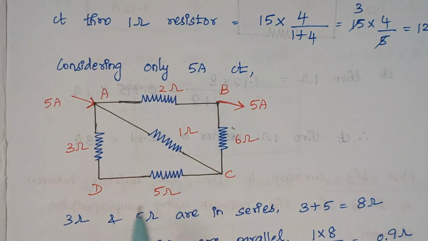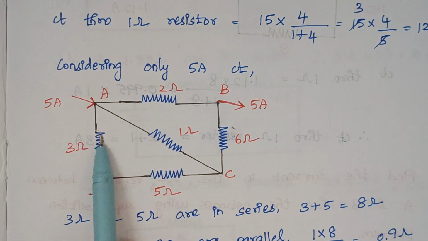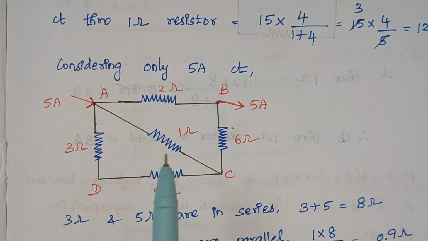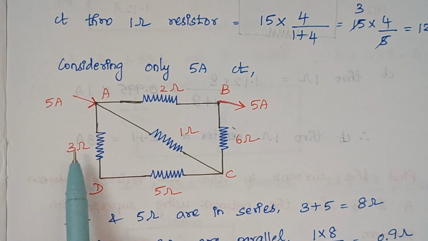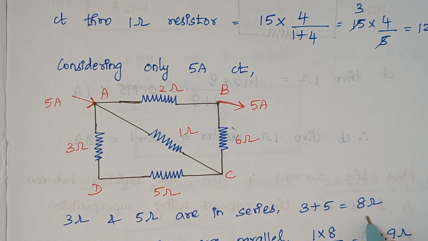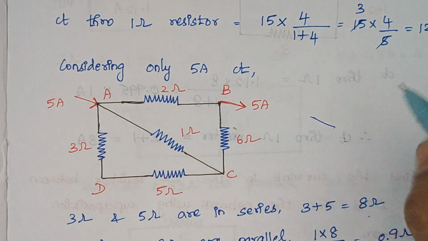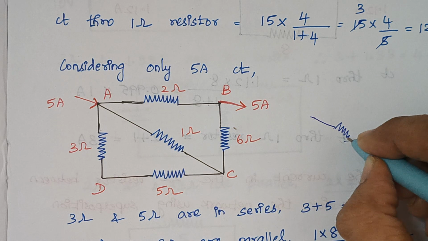Again the first thing is, this 3 ohm and 5 ohm are in series. So the total resistance value will be 3 plus 5, that gives the answer as 8 ohm. Once you reduce this, our circuit will be like this.